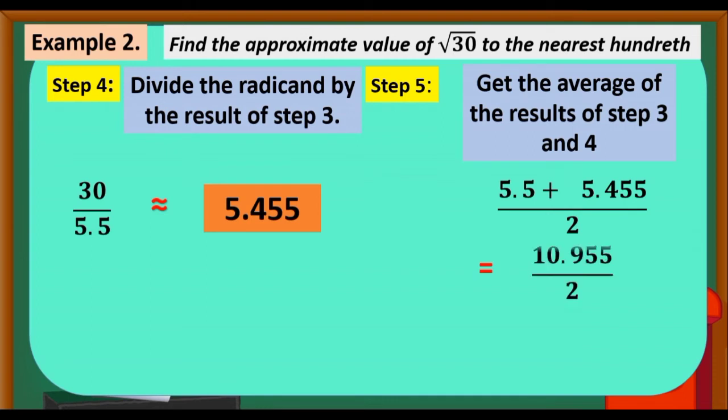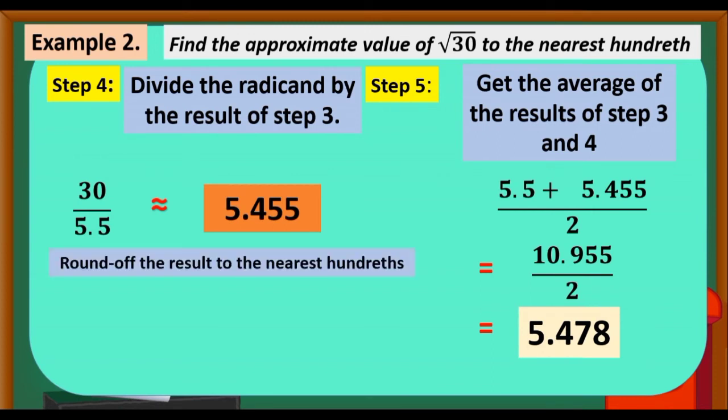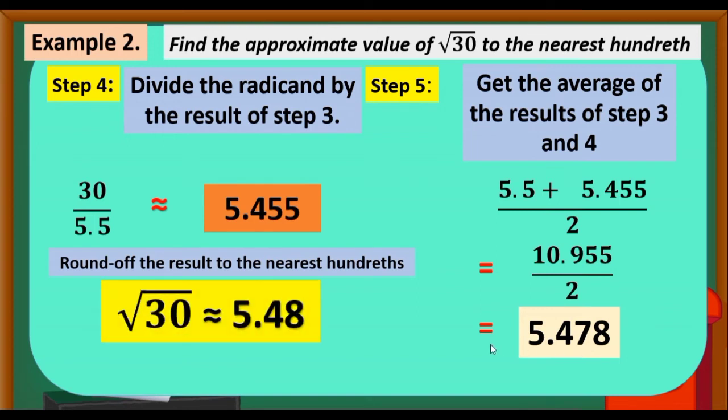At ang magiging sagot natin ay, so 5.5 plus 5.455, that is 10.955 over 2 or divided by 2 and the result is 5.478. Ngayon, we have to round off the result to the nearest hundredths. So, ang hundreds natin ay 7. So, therefore, square root of 30 is approximately 5.48. Let us now have example number 3.